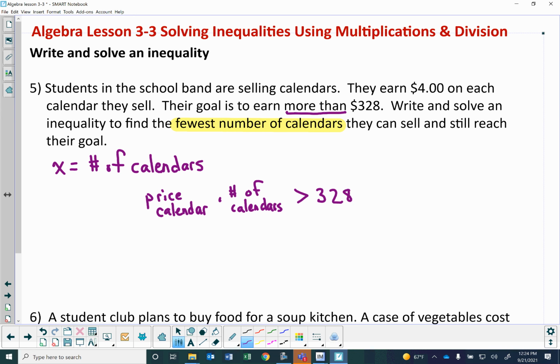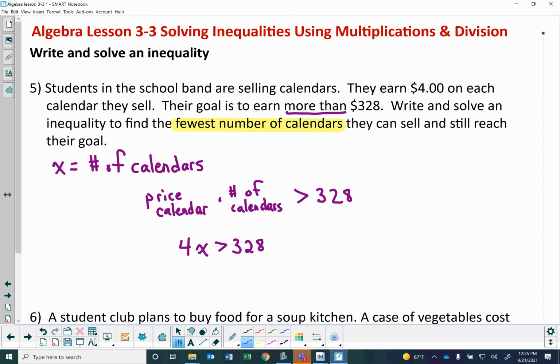It doesn't say at least, because if it said at least, then we'd have to put an equal sign, but it says they want more than $328. So the price of each calendar, that's $4. The number of calendars is X because we don't know how many we need to sell, and we need to have that greater than 328. So there's our inequality.